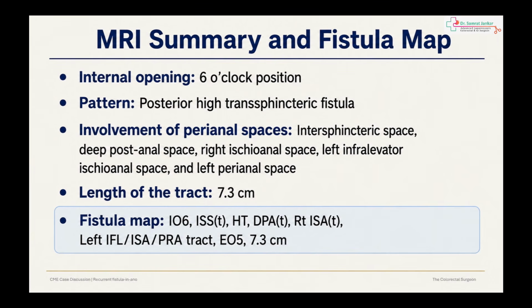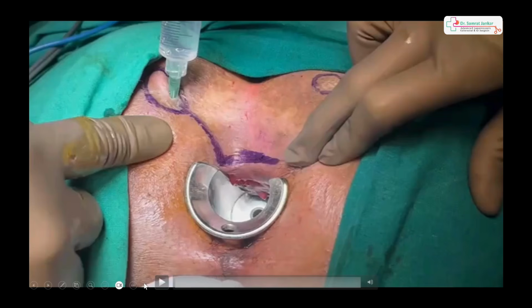Intersphincteric space tract, it is mentioned only as a tract, a horizontal tract, clear the tract. If it is a high tract having a high intersphincteric disease, deroot the disease. High tract, that is a high transsphincteric tract, we need a sphincter preserving procedure. And distally, it is going to the deep postanal space, we need clearance of the deep postanal space. Right ischioanal is blind ending. Left infralevator, we need to curette. Ischioanal perianal, we need to core out. And external opening at 5 o'clock. So this kind of information we can get from MRI if we align with it.